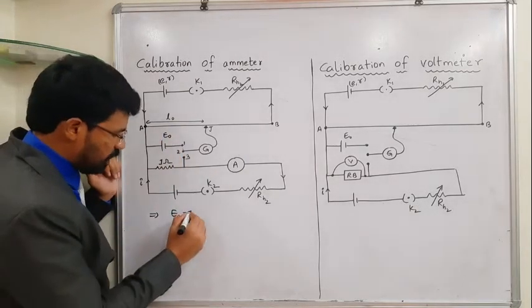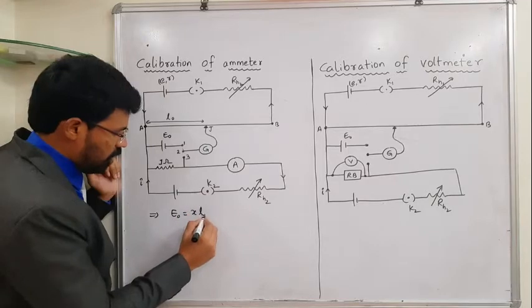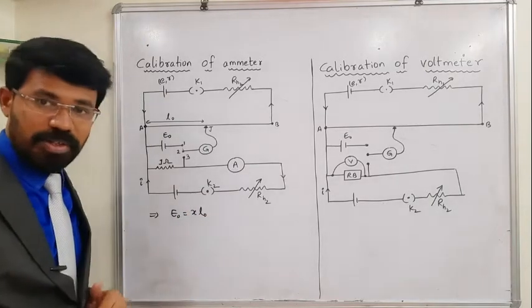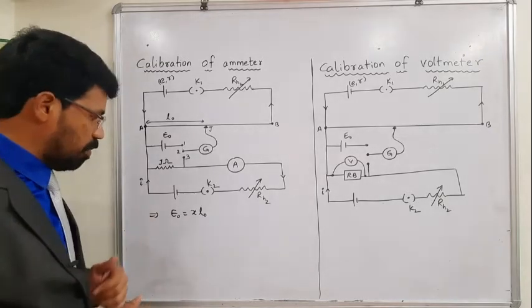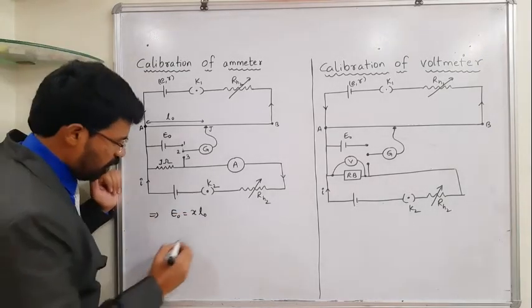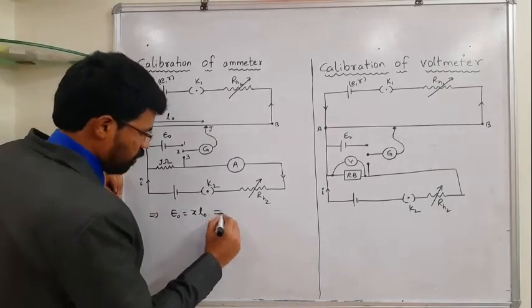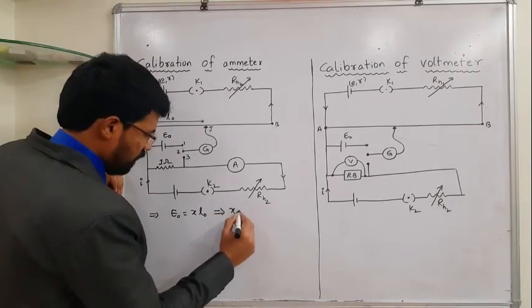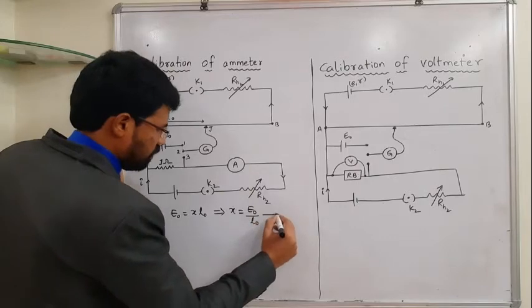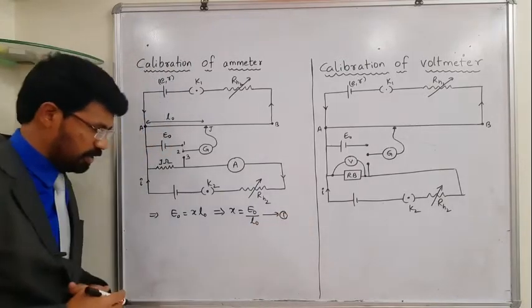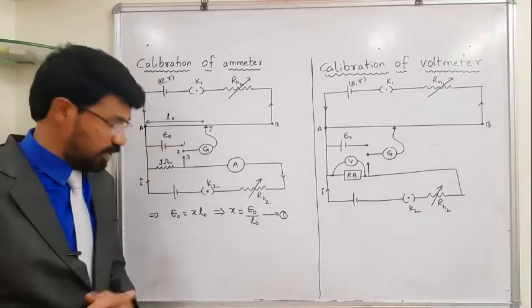How much is the potential drop across length L0? X into L0. This X is the potential gradient, which we have been talking about. I don't know how much that potential gradient is, so I can write that the potential gradient X is equal to E0 by L0. Let us preserve this equation for later usage.